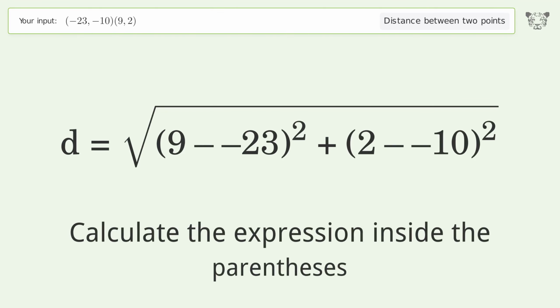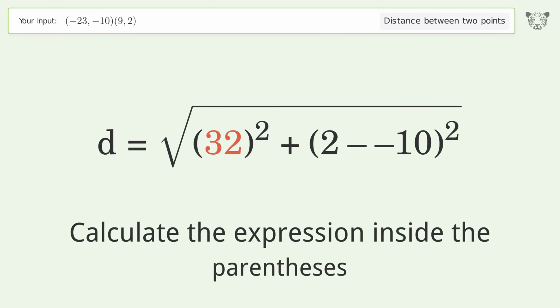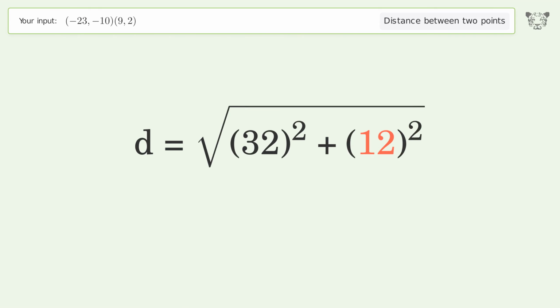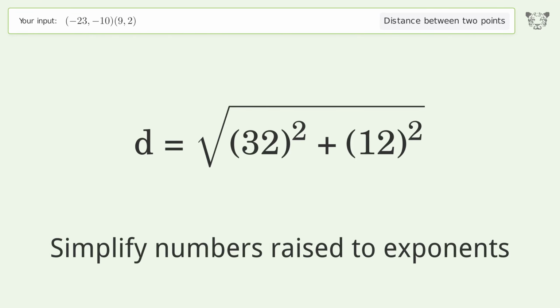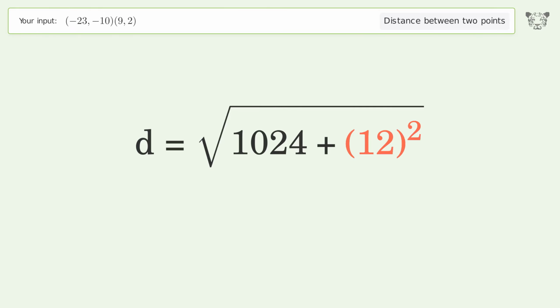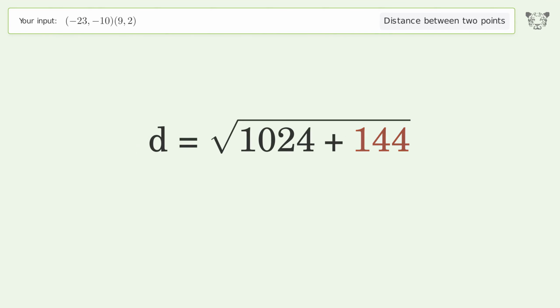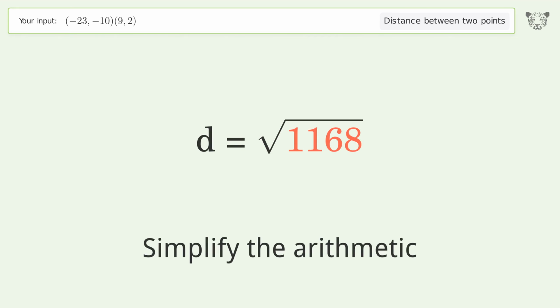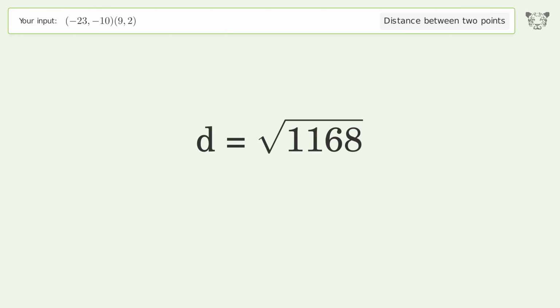Calculate the expression inside the parentheses. Simplify numbers raised to exponents. Simplify the arithmetic. And so the distance between the 2 points is the square root of 1168, or 34.176.